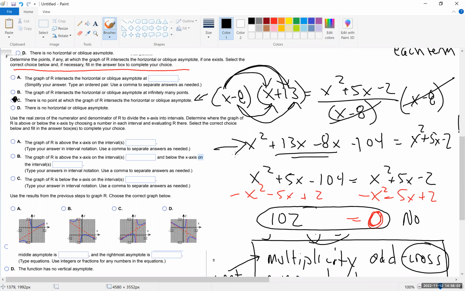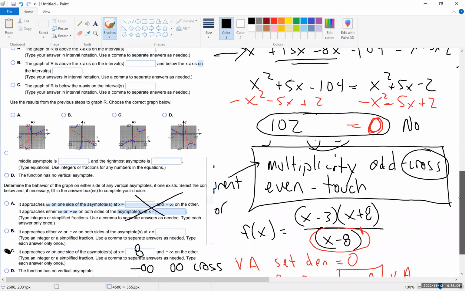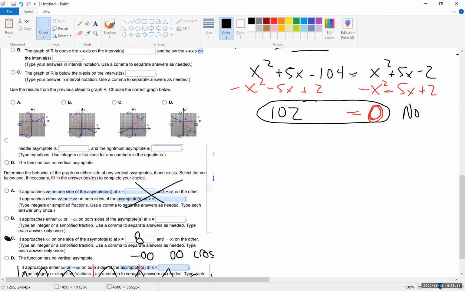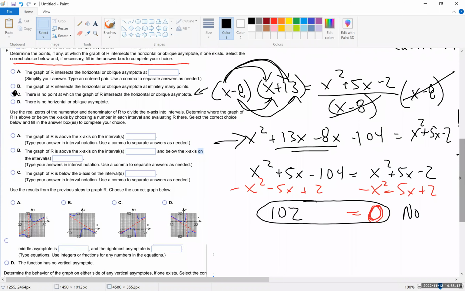All right. Perfect. So next, we're going to finish this one up. The next question is, use the real zeros in the numerator and denominator to divide the axis into intervals. Determine where the graph is above and below. So this is a sign chart.